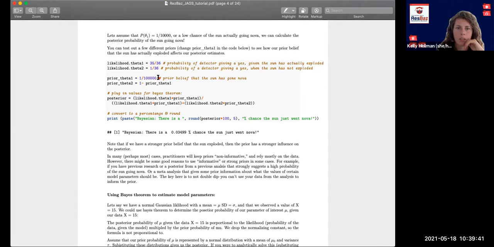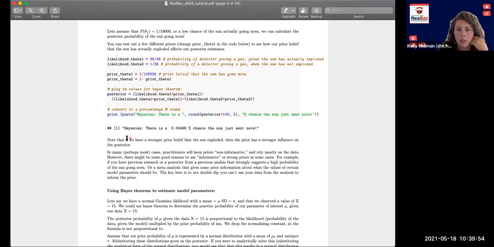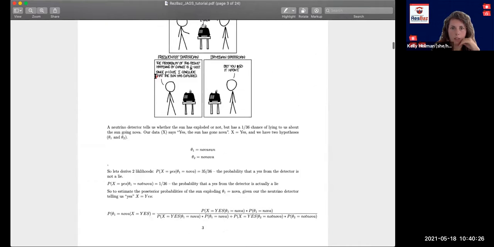And so if you play around with a prior belief, say if you make this 1 out of 100 or 1 out of 1,000, you start to get a much higher chance that the sun actually just exploded. And so what I'm trying to illustrate here is that the prior belief can be incorporated into your models or into the analysis of whether or not the sun actually just exploded. And so here we have a pretty informative prior belief that the sun has not actually exploded. But if we have a strong prior belief that the sun did explode, that would change the little cartoon guy's response here.